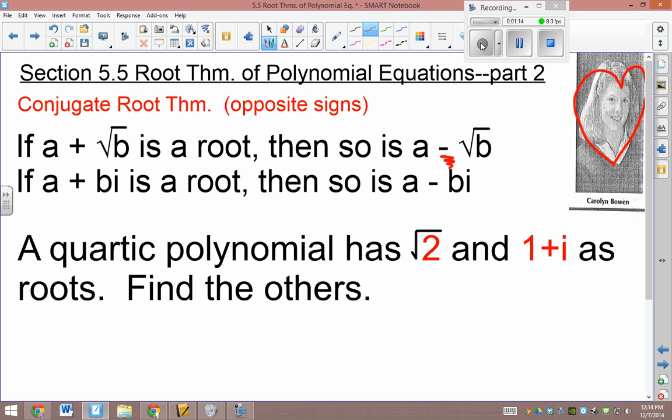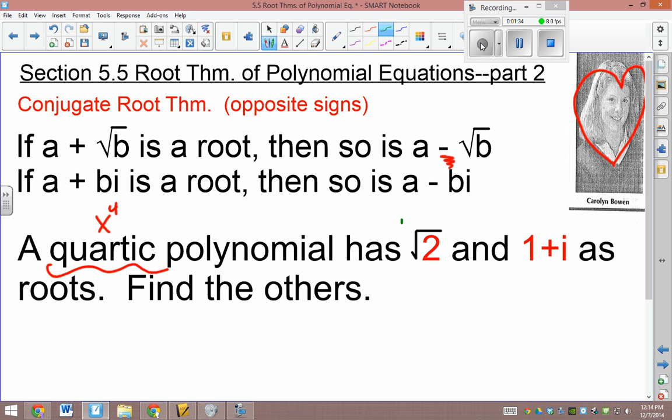So here's an example. It says a quartic. Quartic should be a big clue that that's an x to the 4th polynomial. Therefore, there should be 4 roots total. So a quartic polynomial has the roots square root of 2 and then 1 plus i. They want us to find the other roots. Well, remember, we have to have a total of 4.